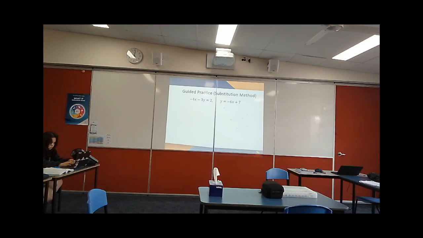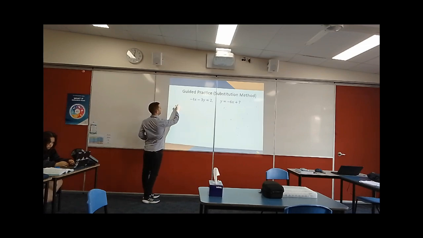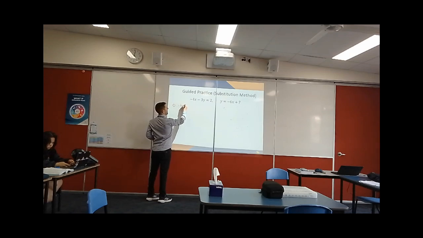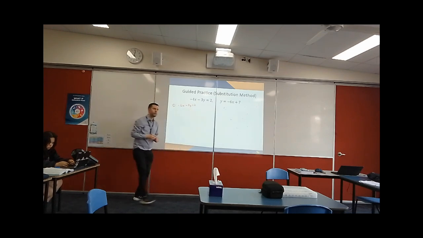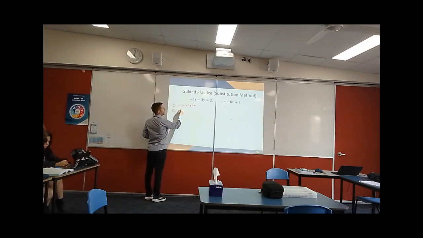There is a lot of working out, so I'll slowly go over this step by step, but I'm going to guide you, for those that haven't started or need that extra assistance. First thing is I'm rewriting those equations and labeling them. My first equation is going to be -4x take away 3y is equal to 2. My second equation, y equals -6x plus 7.